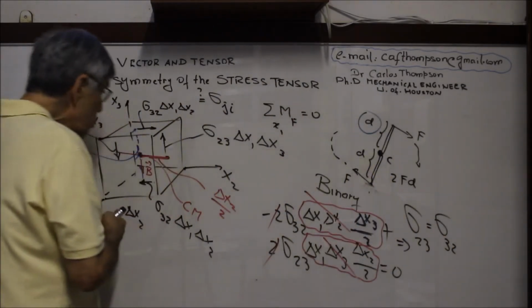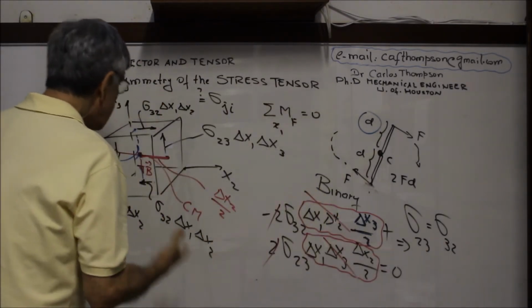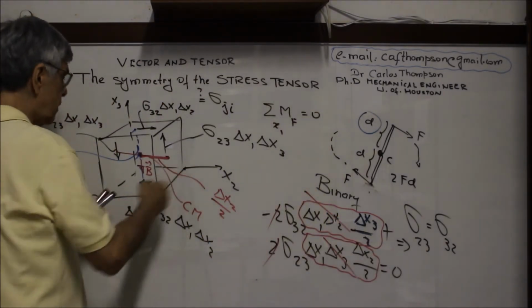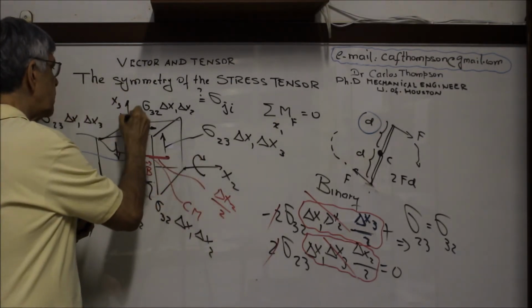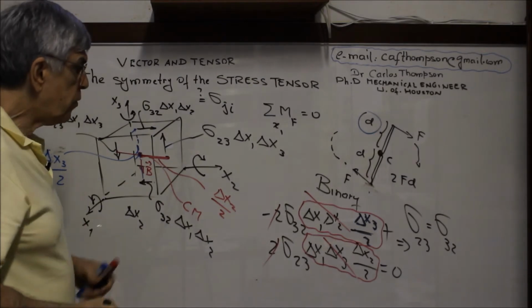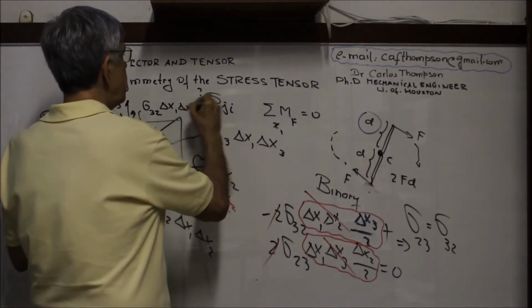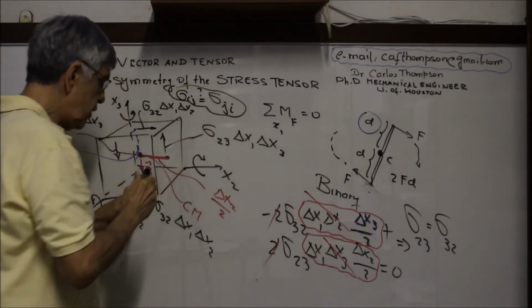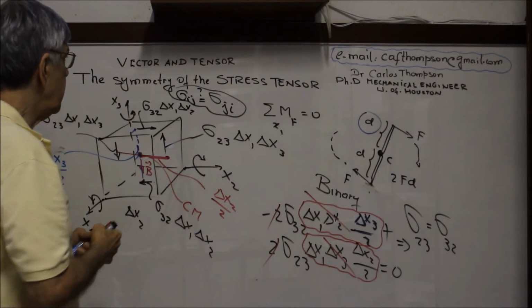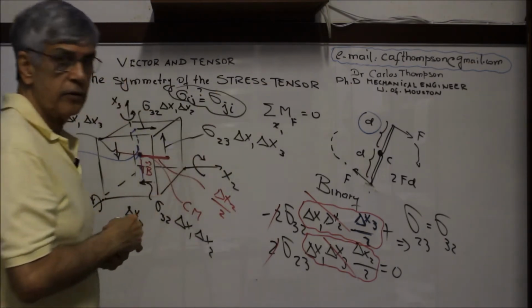Now, to prove the other components, you just do the same. The moment around x2, and then the moment around x3. So we'll find out that sigma ij is equal to sigma ji. So it's proved, the symmetry of the stress tensor.